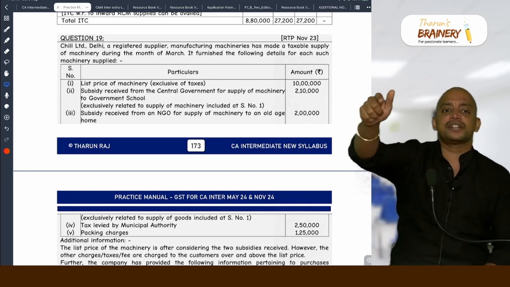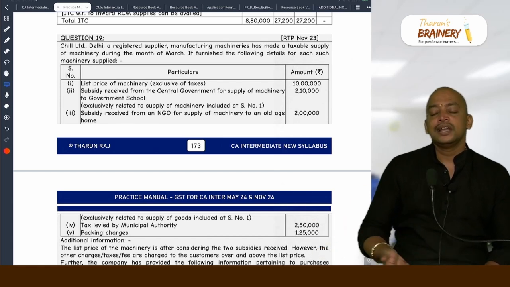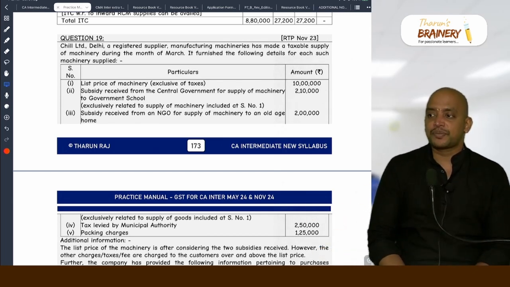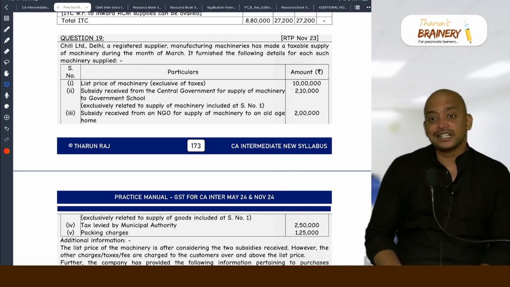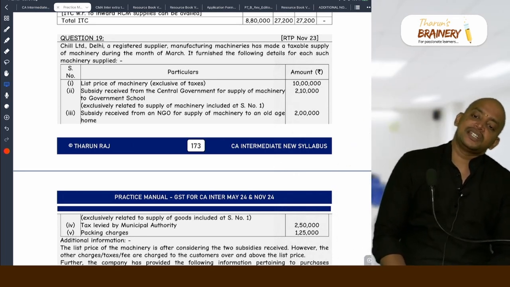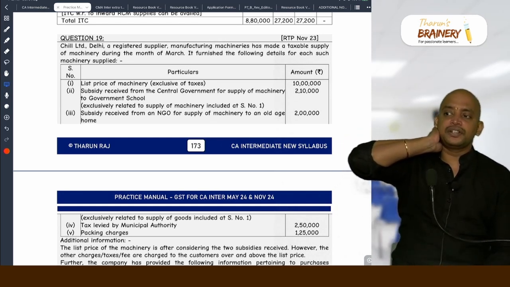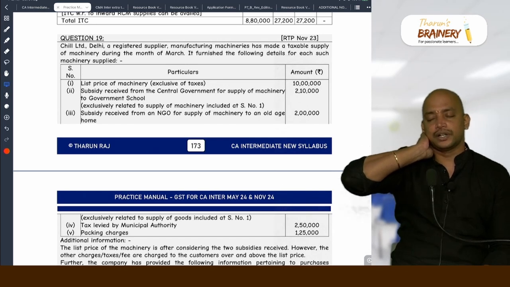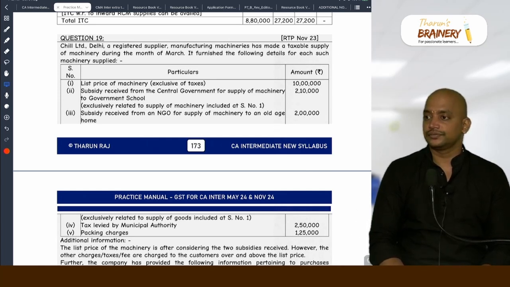Now here it is directly linked to the price. How do we know that it is directly linked to the price? Clearly given, exclusively related to machinery supplied, in note 1, serial number 1. So it is directly linked to the price from CG. So as per provision, it is to be excluded. In the given price, it is already excluded because the price is after considering subsidy, therefore you need to ignore. So right there, subsidy from CG hyphen, to be excluded and it is already excluded. So amount column, nothing, 0, ignore.